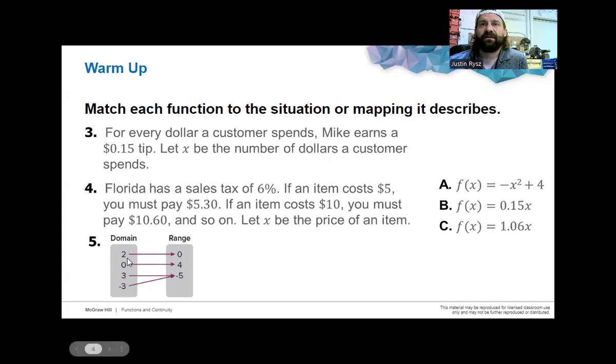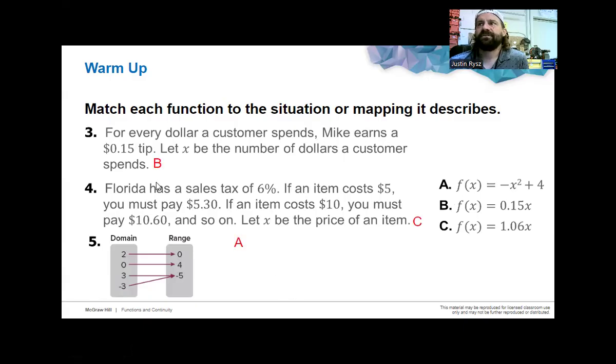And then here, we have the domain with 2, 0, 3, and -3, and in the range 0, 4, and -5. So if you plug in 2, it's going to give you a y of 0. Plug in 0, you're going to get a 4. If you plug in 3, you get -5. If you plug in -3, you also get -5. So take a second. We got A, B, C. Try to match these up. Pause if you need to.